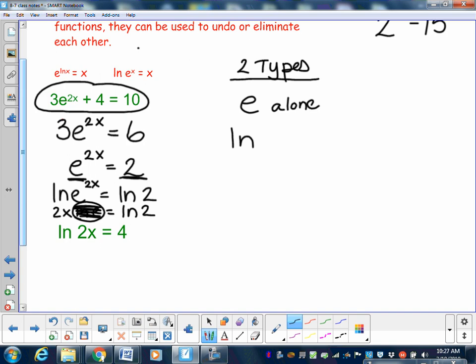Anyway, how do you get x alone to solve for the problem? Don't you have to take the ln of 2 divided by 2? So now you get to use the ln button on your calculator. Take the natural log of 2 and divide it by 2, and go out to 4 decimals, and x equals 0.3466. Final answer.